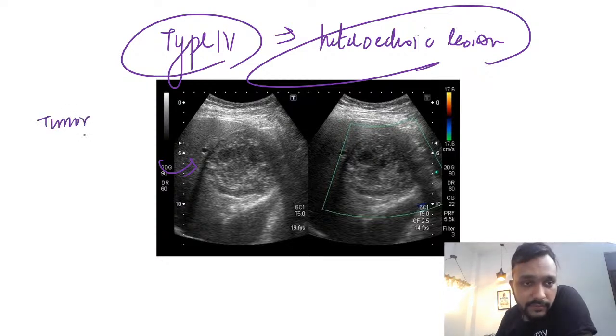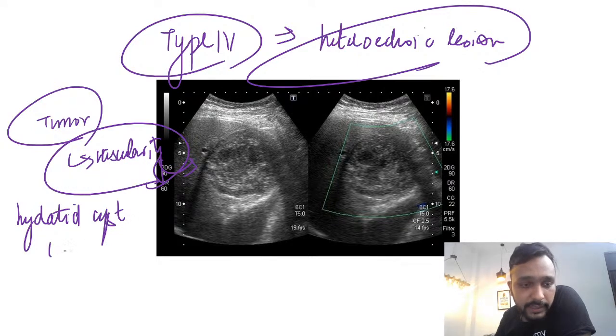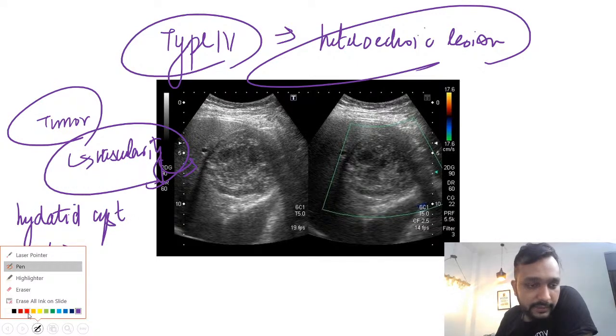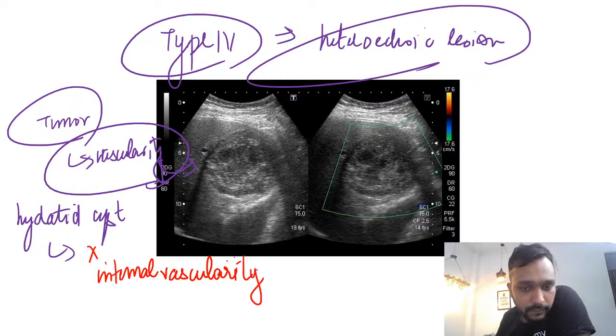Okay, it can mimic some tumor as well. So just remember, a tumor will show some internal vascularity, whereas your hydatid cyst is not going to show any internal vascularity. Right? Clear?